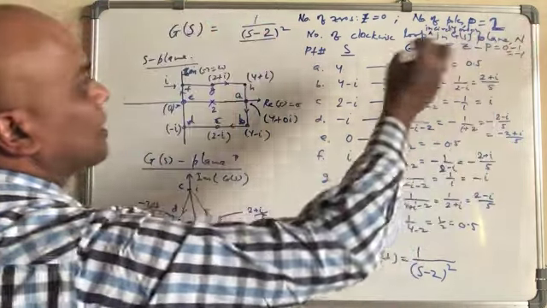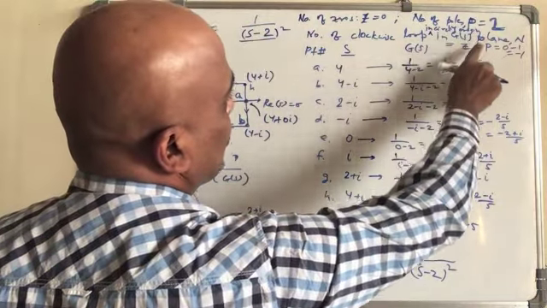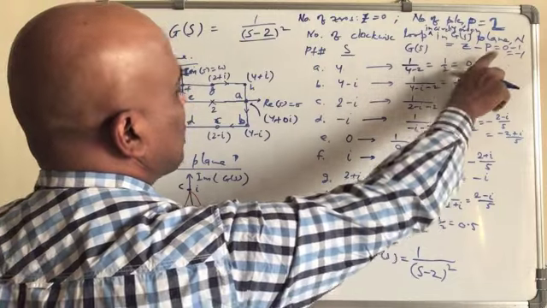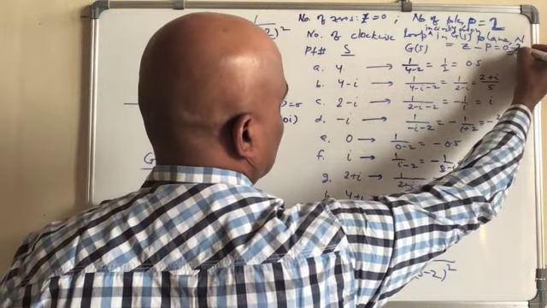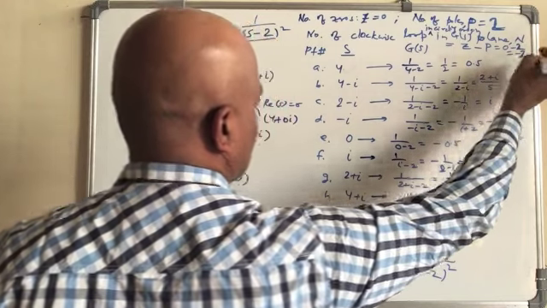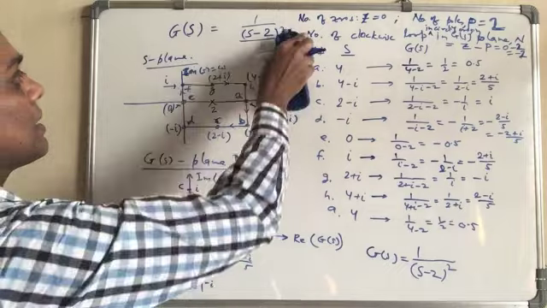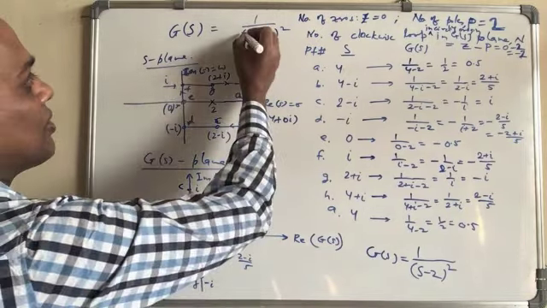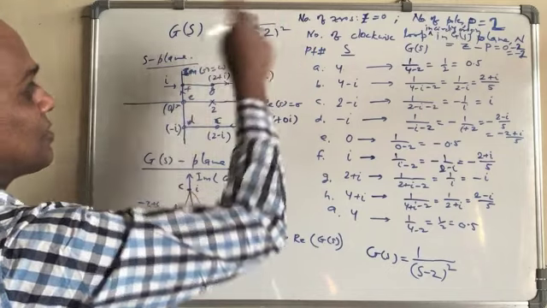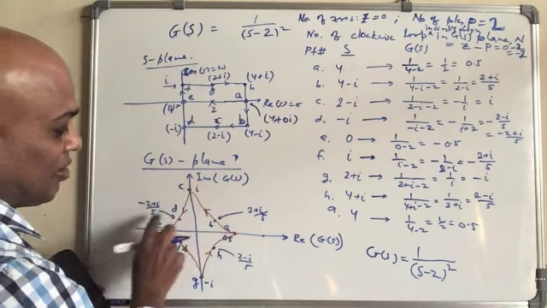Okay, and hence the number of clockwise loops encircling the origin in the GS plane is N equal to G minus P equal to 0 minus 2. We should have -2. Since we have changed the GS to 1 over (S minus 2) squared, that really means now our mapping should be going anti-clockwise again.